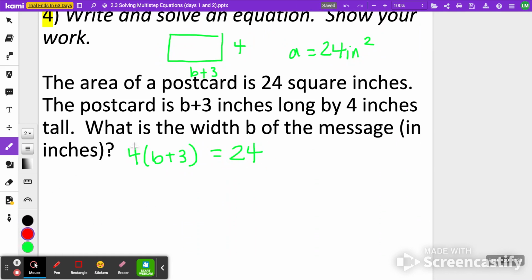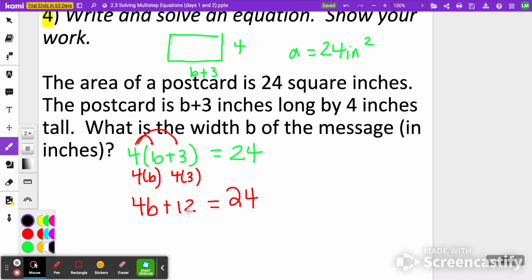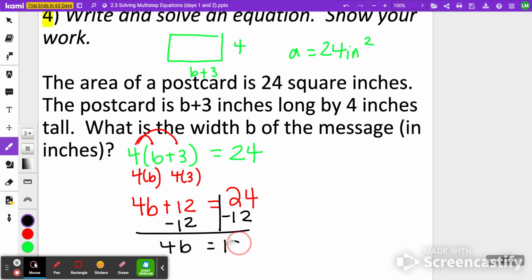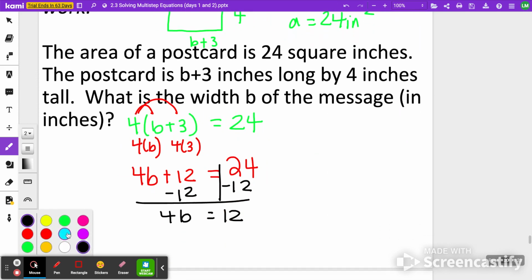Here's a perfect example of when I need to distribute. 4 times B is 4B, and 4 times 3 is 12. So 4B plus 12 is equal to 24. Now I need to solve for letter B. First up, subtracting 12 from both sides. I get 4B is equal to 12. Then finally, I can divide both sides by 4, so that B is equal to 3.